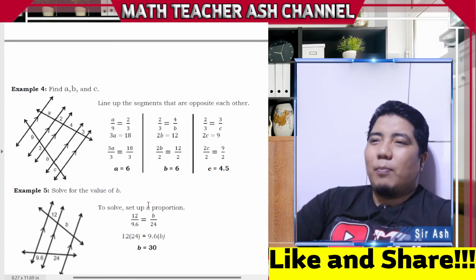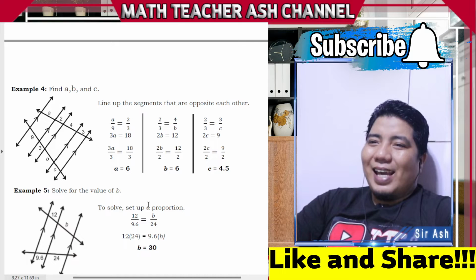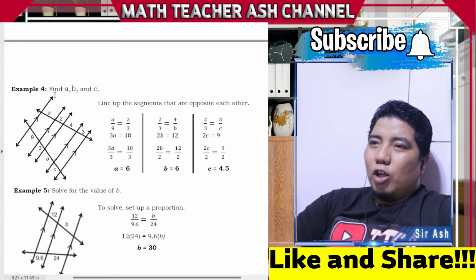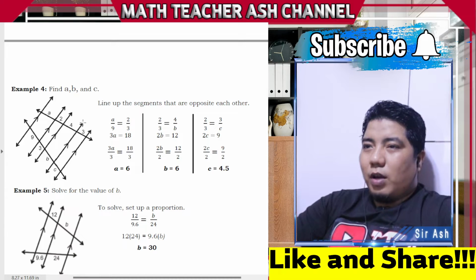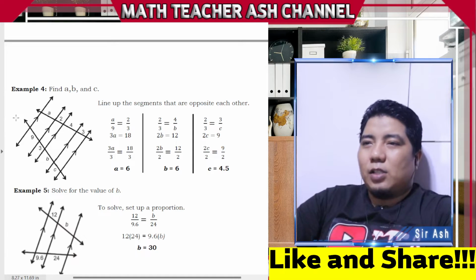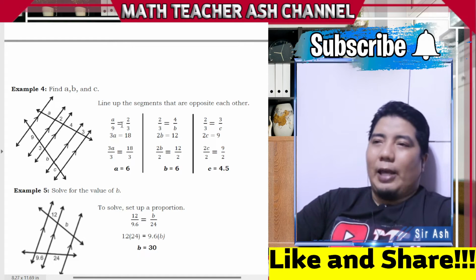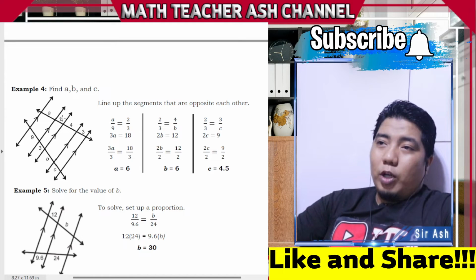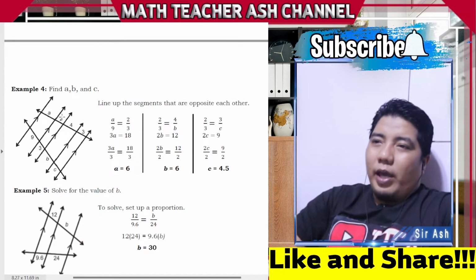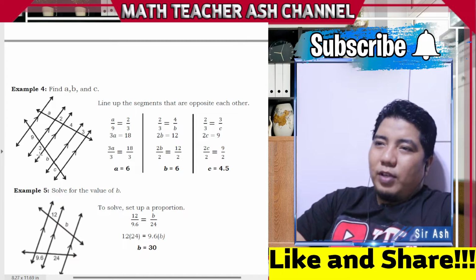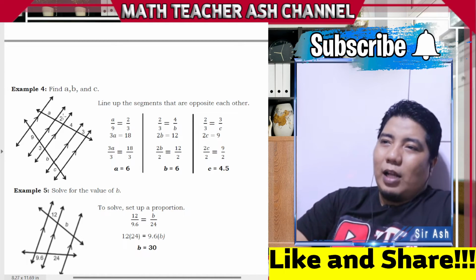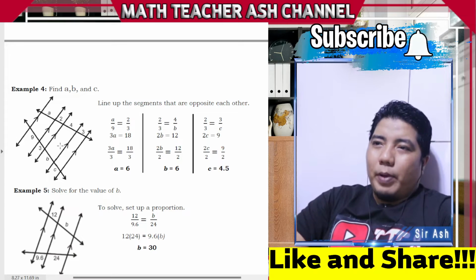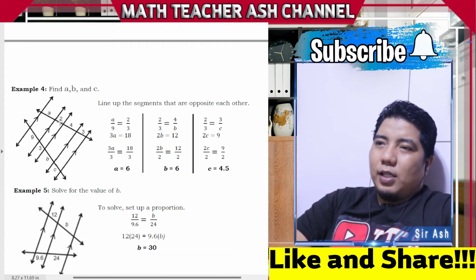So, we have here a problem. Find A, B, and C. Alright. So, how many lines are parallel here? 1, 2, 3, 4, 5. 5 parallel lines with 2 transversals. So, by pairing, we could pair them pa ganon. A over 9, 2 over 3, 4 over B, and 3 over C. So, may pair dito na kompleto, that is 2 over 3. So, we could pair them, this one, A over 9 is equal to 2 over 3.